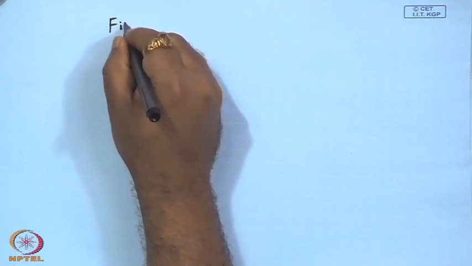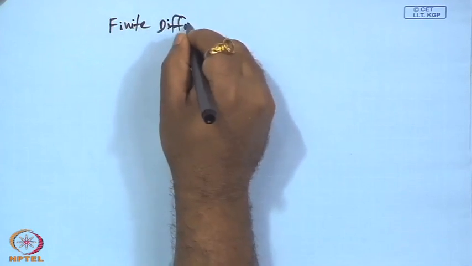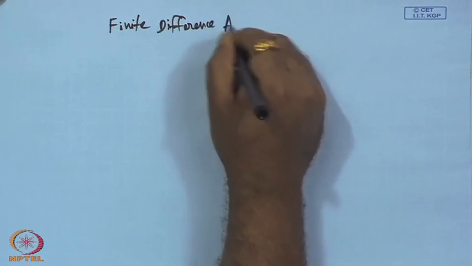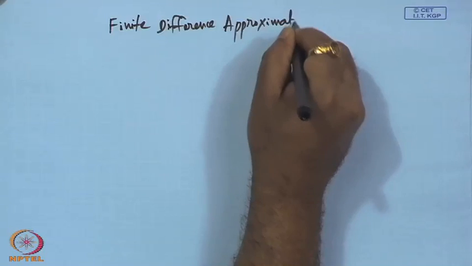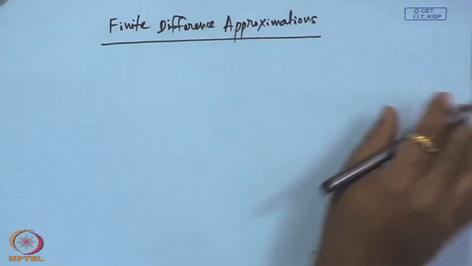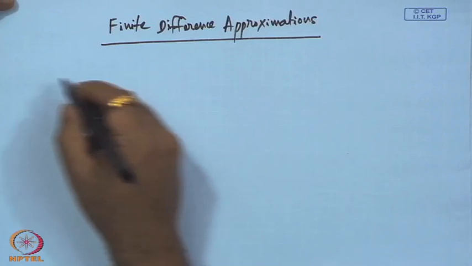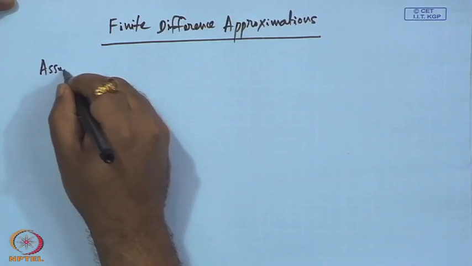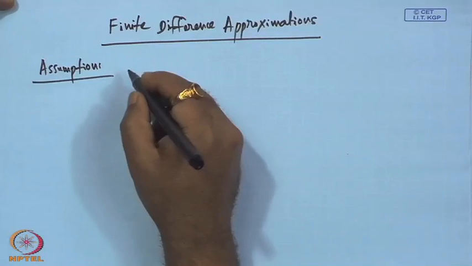So, the title I gave is finite difference approximations. I would like to start with parabolic, but before we start with parabolic, what is the general assumption?